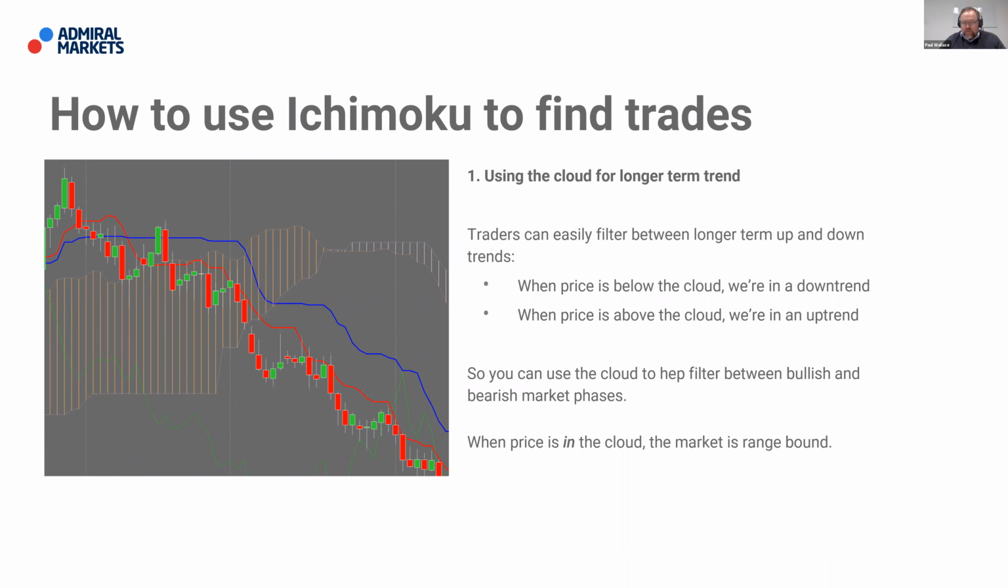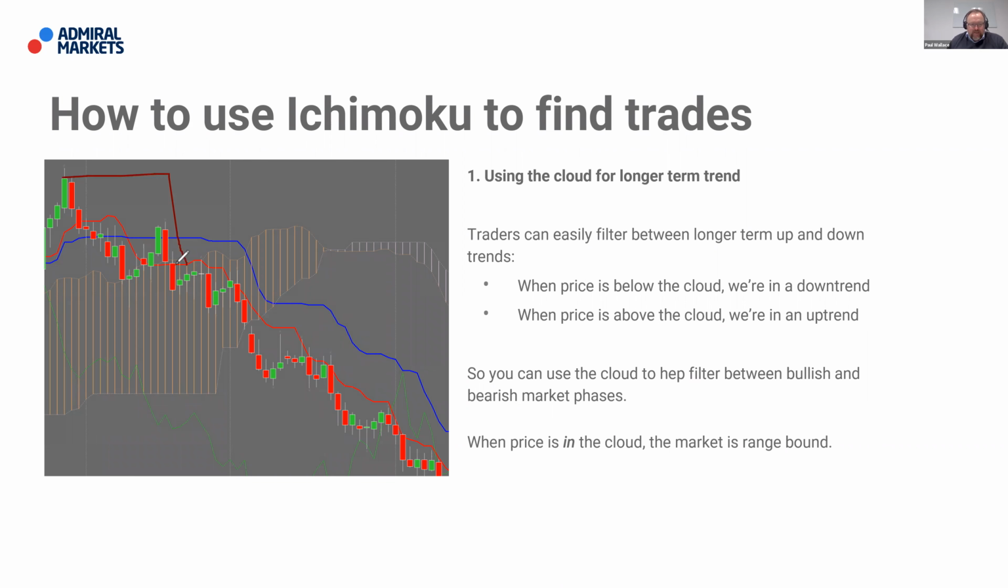So, how do we use Ichimoku to find trades? We're traders, that's what we're interested in, aren't we? That's what we want to get involved in. The first way is for much longer term trending trades, where we can utilize the cloud. As we've just discussed, traders can easily filter between long-term up and down trends. When price is below the cloud, we're in a downtrend. Price above the cloud, we're in an uptrend. So you can use the cloud to help filter between bullish and bearish markets. And remember, when price is in the cloud, the market is range bound.